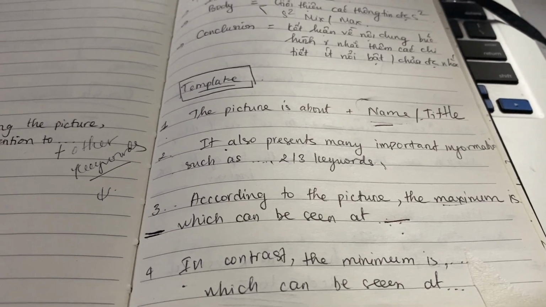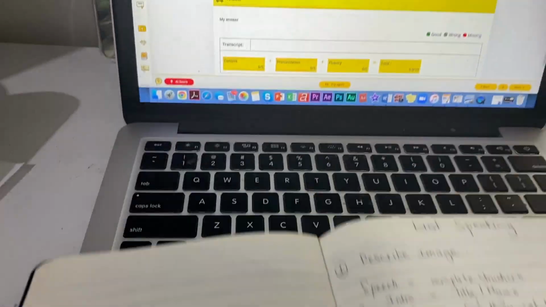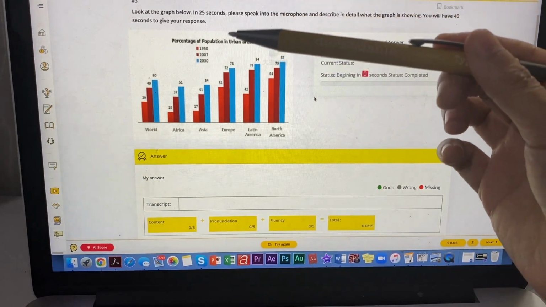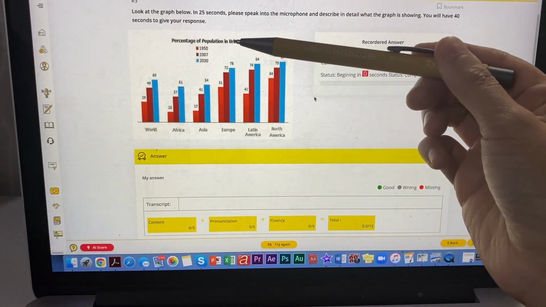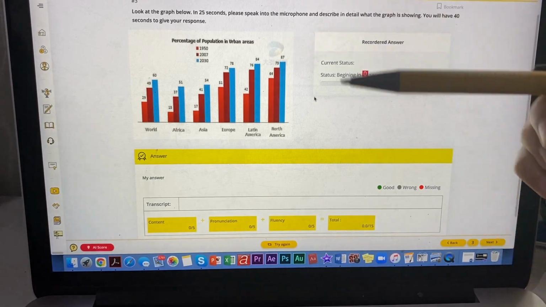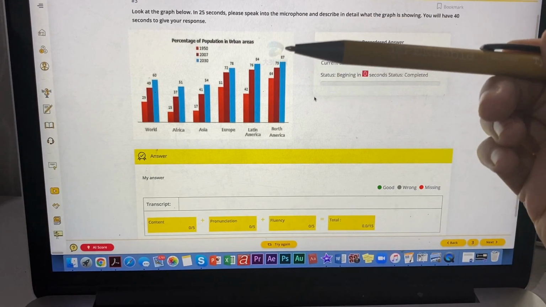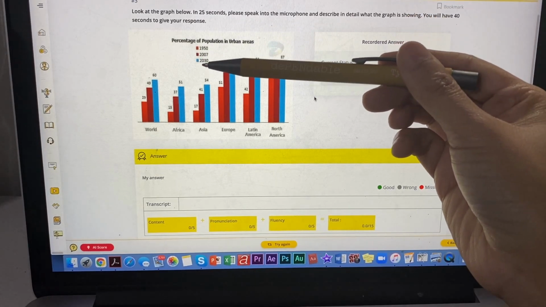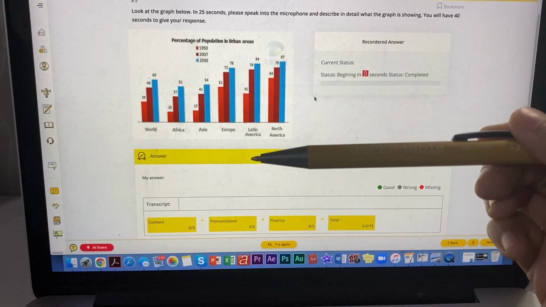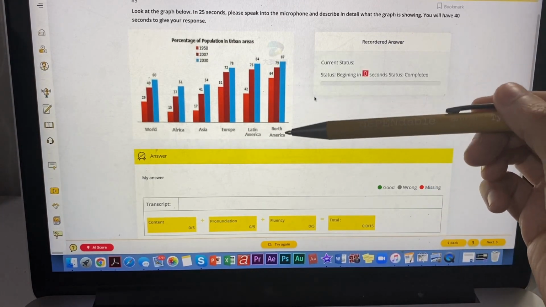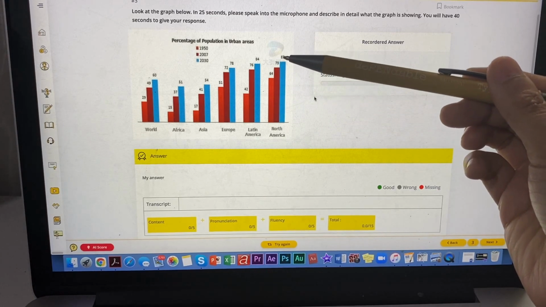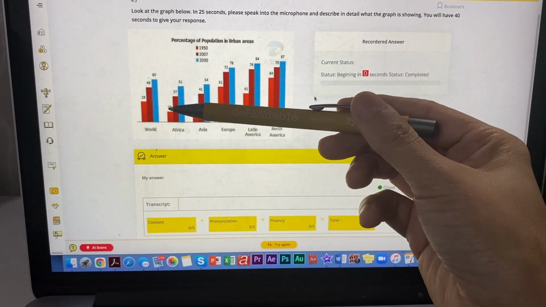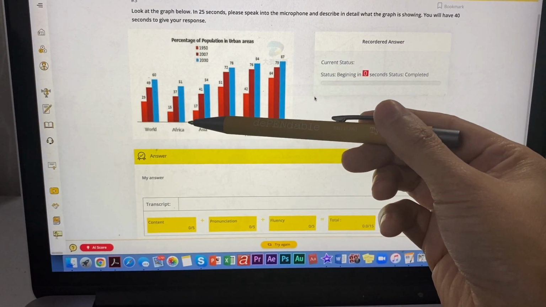So there's 5 sentences, yeah? 5 sentences. I'll do it slowly with this one. Ready? Number 1, the picture is about percentage of population in urban areas. Number 2, it also presents many important information such as 1950, 2007, and 2030. Number 3, according to the picture, the maximum is North America, which can be seen at 87. Number 4, in contrast, the minimum is 15, which can be seen at Africa.